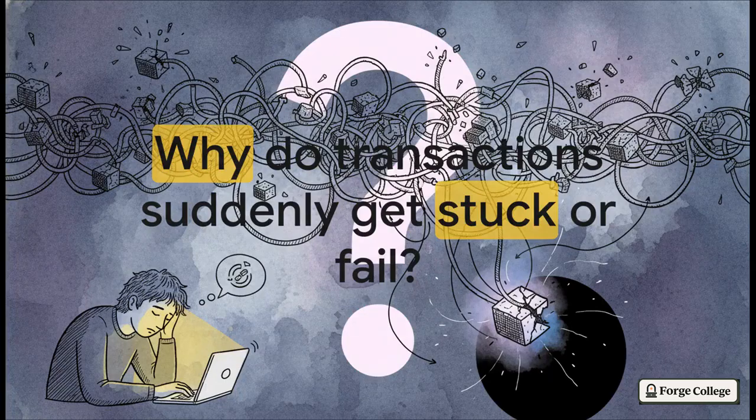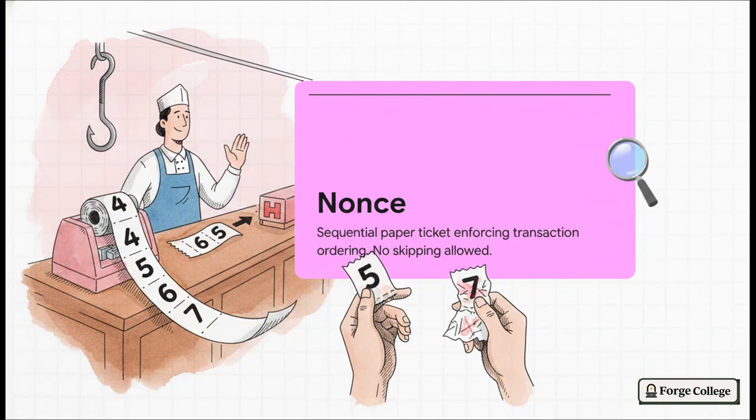Now, let me ask you a question that pretty much every Web3 developer has asked themselves at 2 a.m. Why do transactions suddenly get stuck or fail? You've built your interaction, you hit send, and literally nothing happens. It just hangs there in the void. So frustrating, right? Well, the answer almost always comes down to the 5th stage of our life cycle, the nonce.